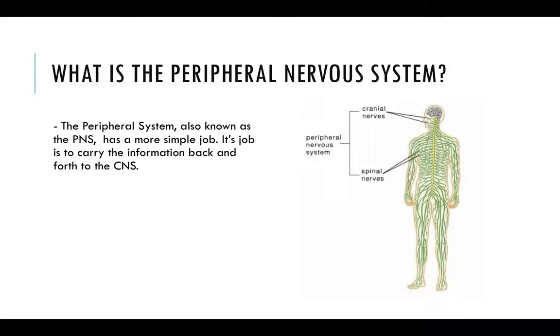The peripheral system is known as the PNS. This has a bit more of a simple job. This is responsible for carrying the information back and forth to the CNS.